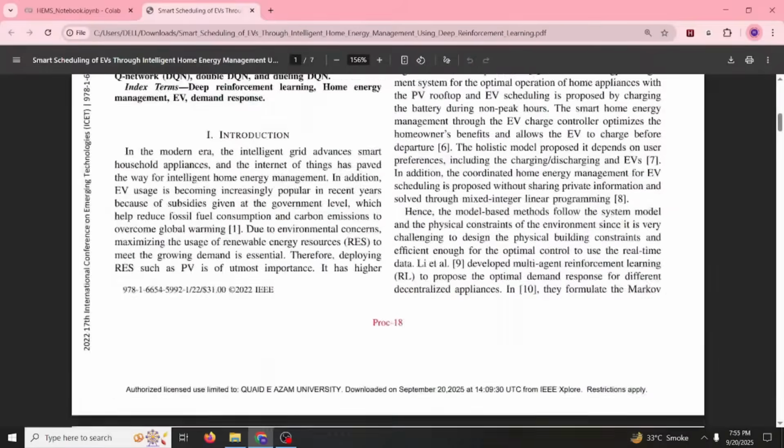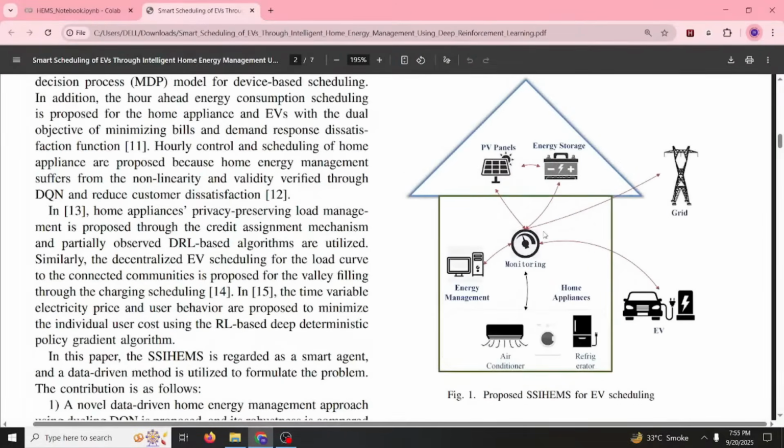So this paper mainly has two components. One is the home, here like this. The home is equipped with solar panel and energy storage. It is also connected with the grid, and the home contains different types of appliances which are being monitored by the reinforcement learning agent. The homes are also equipped with electric vehicle charging stations, low power charging stations of around 7.4 kilowatts, that can be added in the home for the purpose of charging EVs.